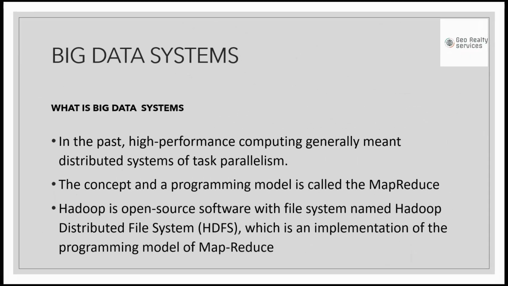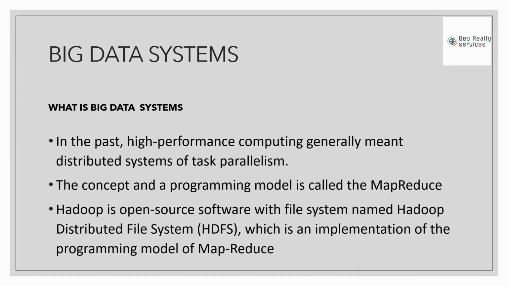In the past, high-performance computing generally meant distributed systems of task parallelism, meaning that computation jobs are distributed to each node. In the era of big data, data distribution as well as computation job distribution are required. The concept and programming model is called MapReduce.